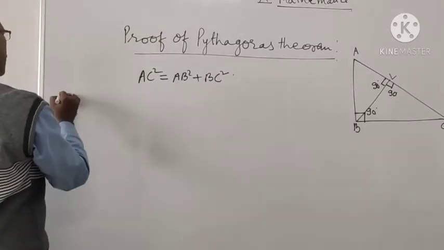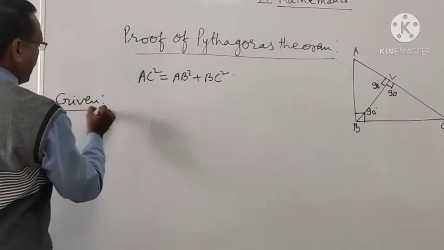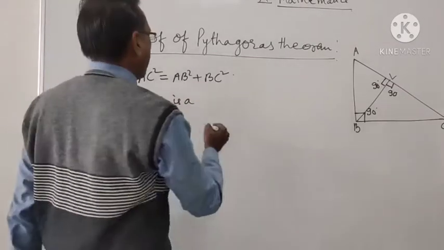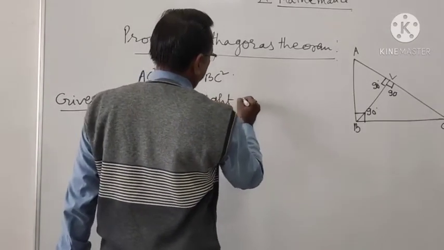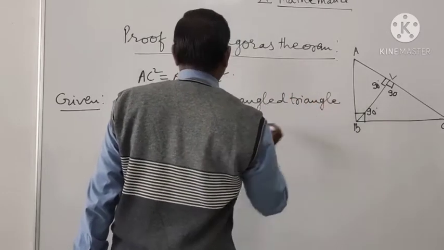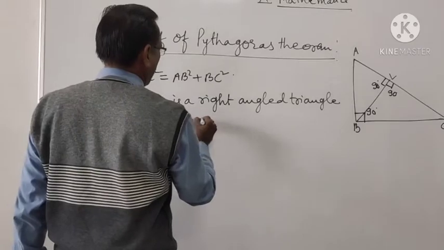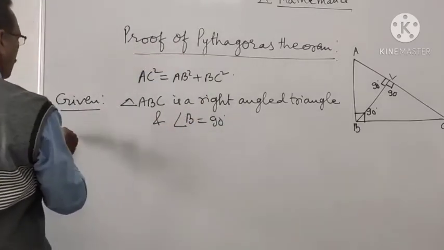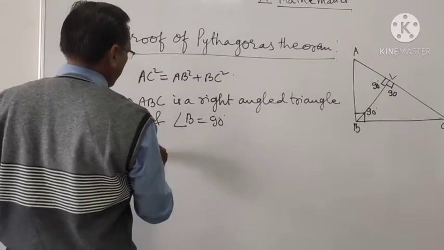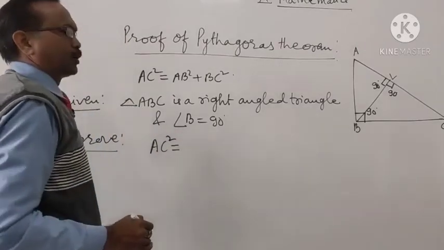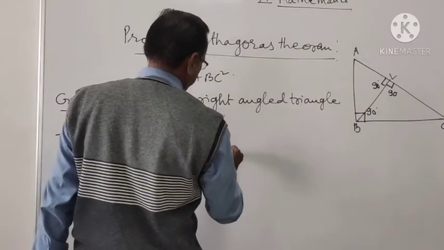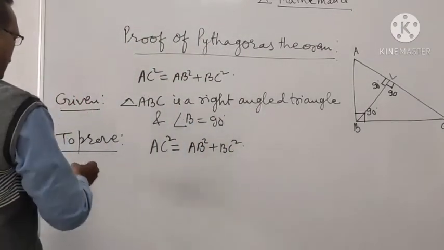So what is given? Given that triangle ABC is a right angled triangle, and angle B equals 90 degrees. And to prove: the square of the hypotenuse, meaning AC square, equals the sum of the squares of the other two sides, meaning AB square plus BC square.